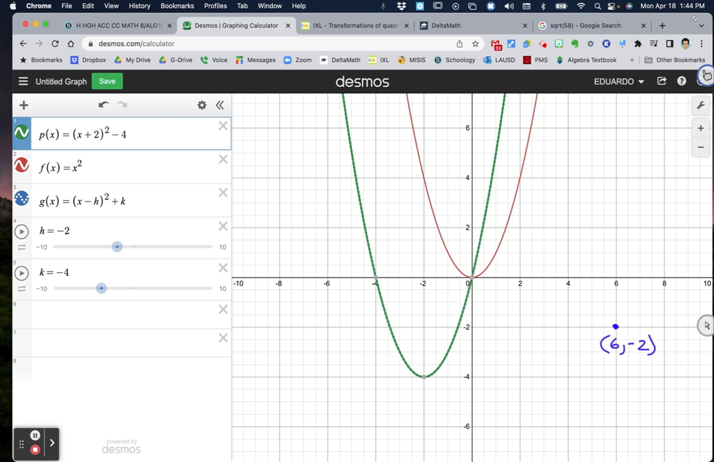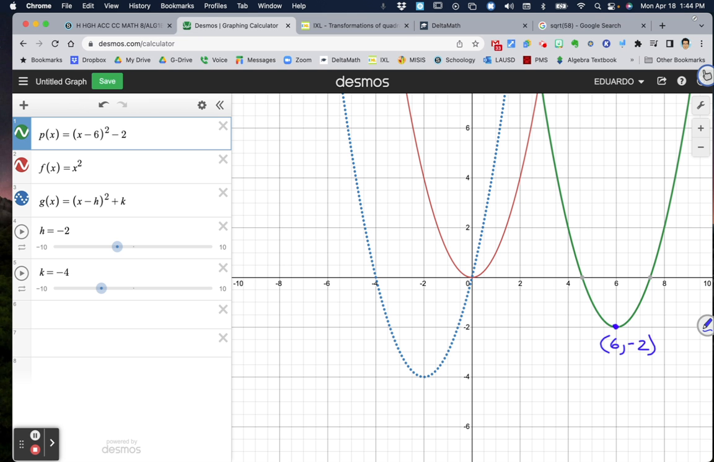Challenge yourself. Without using the sliders, think of what equation would put that here. So what number would I want for the constant, the outside? Yes. Negative 2. Okay. And what would I want for the h? What number, plus or minus? Minus. There it is.